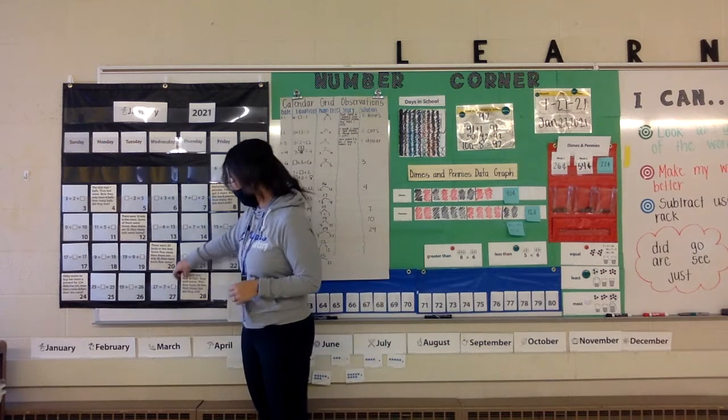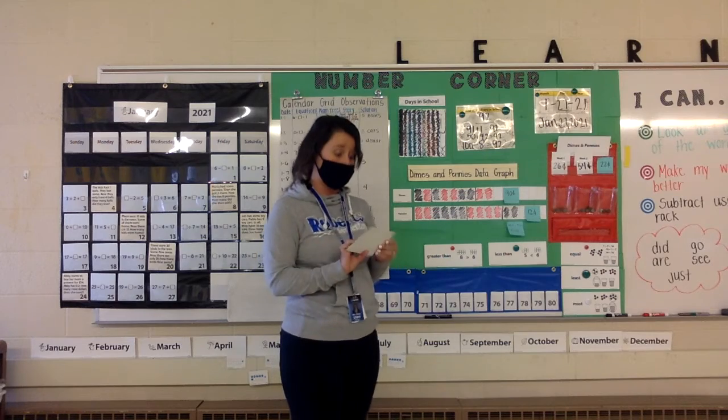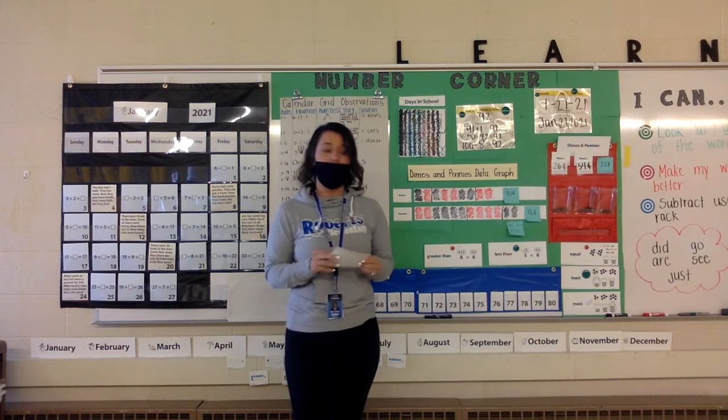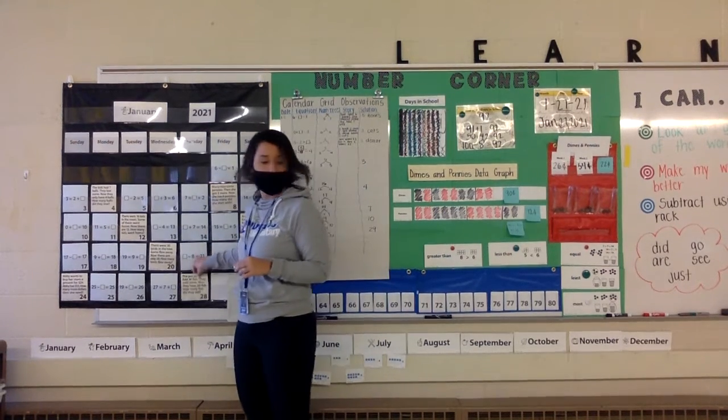Okay, so I'm going to read it one more time. The pet store had 30 fish to start. They sold some. We don't know that number. Now they have 28 fish total. How many did they sell?